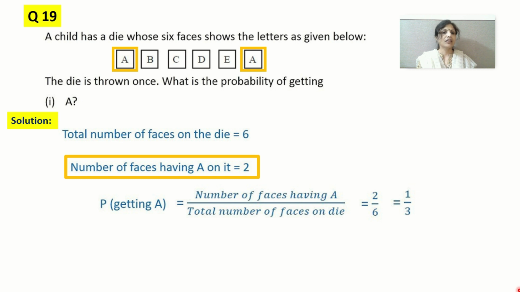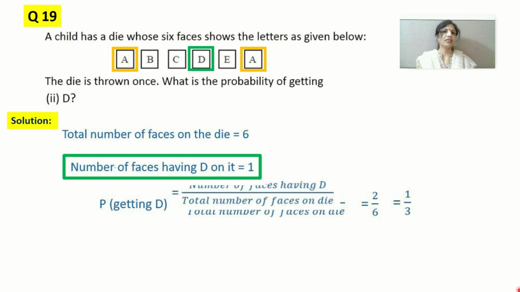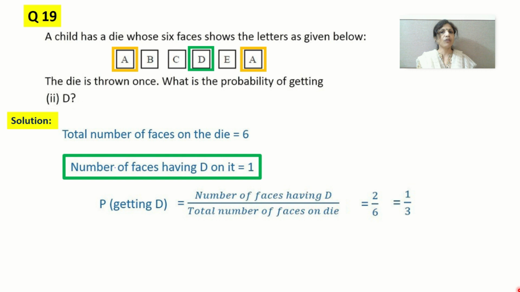Now the second part of the sum is, what is the probability of getting D? If you see all the faces, you can check that D comes once there. So number of faces having D on it is 1. So our formula will change now. Probability of getting D is equal to number of faces having D upon total number of faces on the die. And number of faces having D is only 1. So your answer is 1 upon 6. That is the probability of getting D.